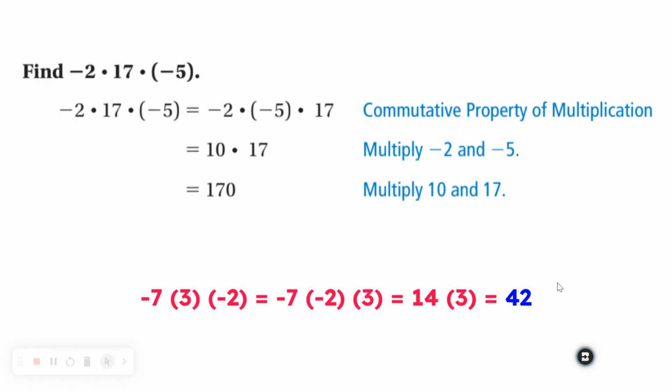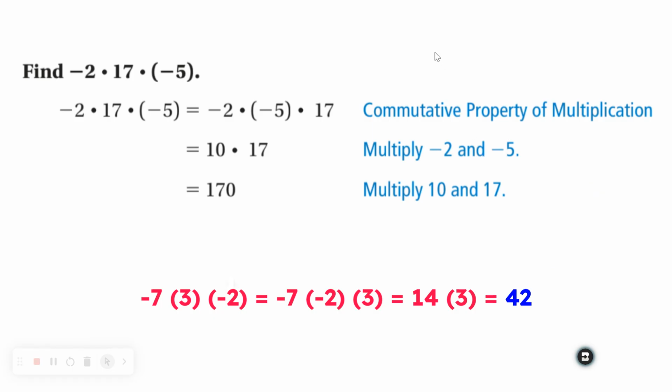Even if I had done the -7 times 3 first, I would have had -21, and -21 times -2 would have also given me 42. So it's okay if you don't change the order, you will still get the same number. I just want you to understand that you are allowed to change it up. You can do your negatives first, so you're only working with positives. However you want to rearrange it, you can.